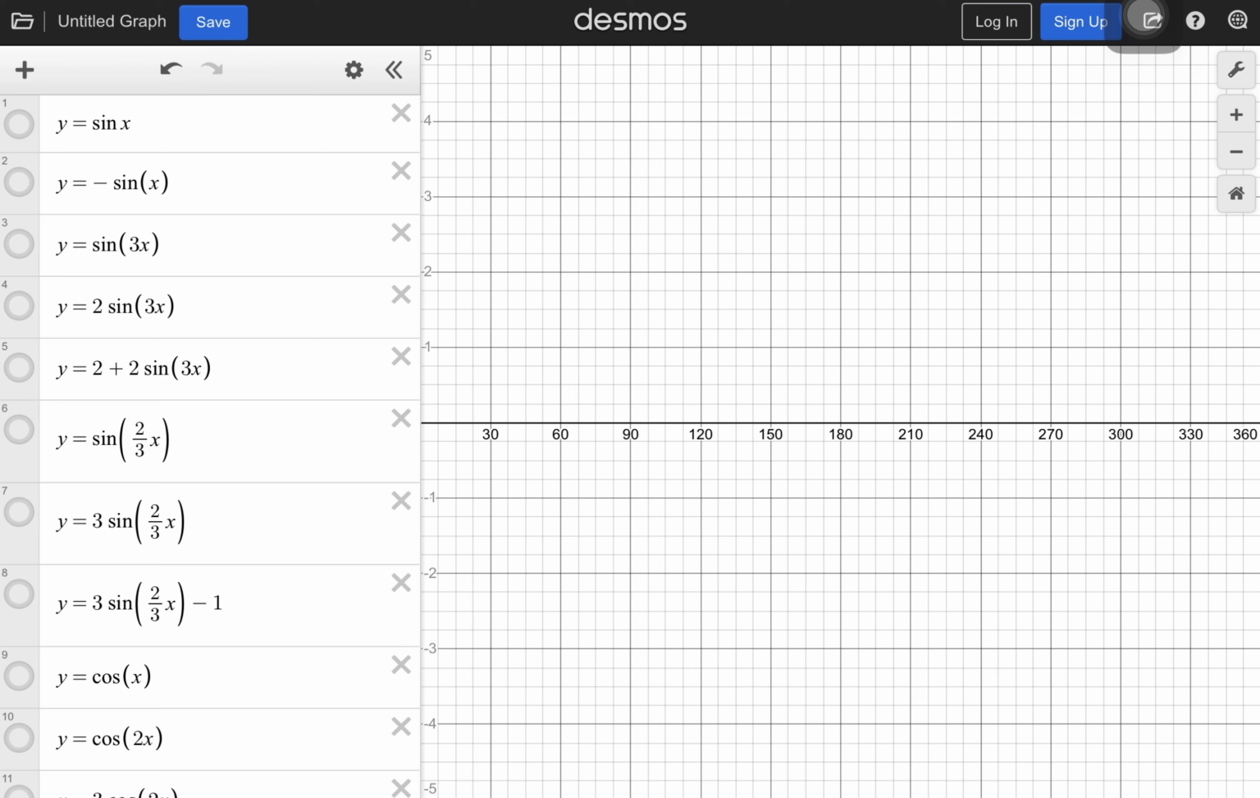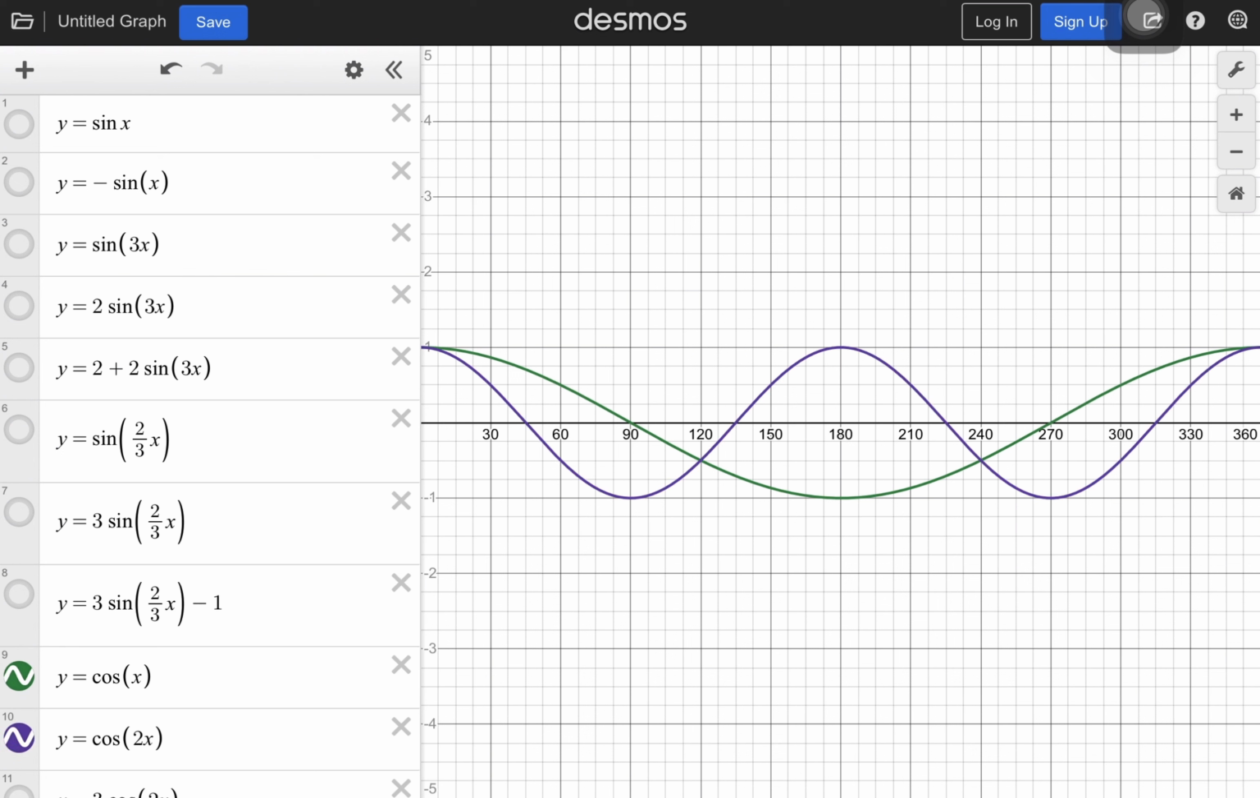Next, let's move to cosine. Start with y equals cos x. This is similar to sine, but it starts at its maximum value. Next, y equals cos 2x. The coefficient 2 of x affects the period. The period becomes shorter, which is 180 degrees or pi. 180 is from 360 divided by 2.